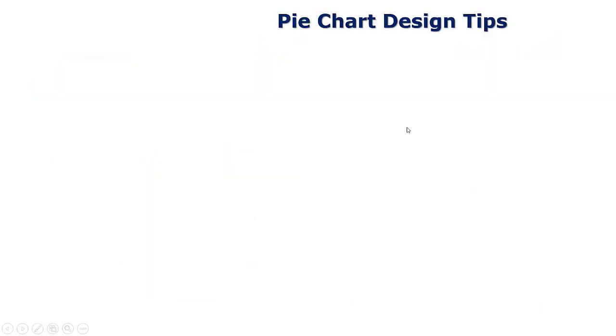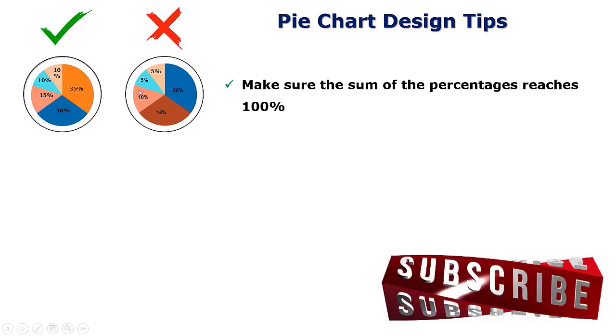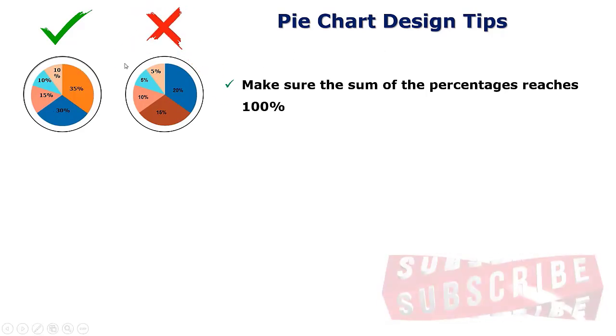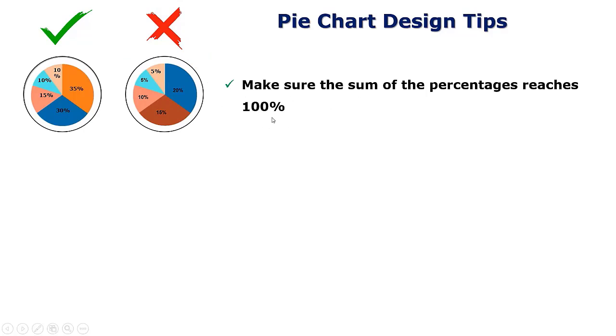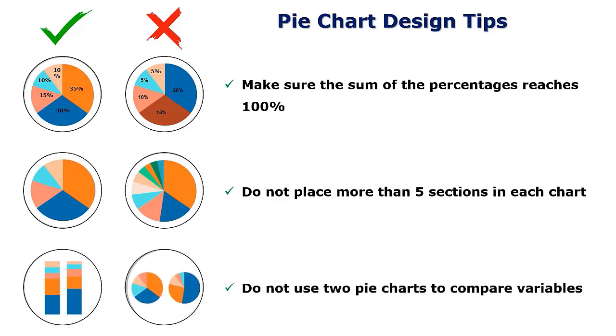The tips that you should take into account in the design of pie charts are: make sure that the sum of the percentages reaches 100%. The other tip is that, as I pointed out previously, do not place more than 5 sections in each chart. The other tip is that don't use 2 pie charts to compare variables, because human eyes can't compare 2 different sections of a circle. The best chart for comparing variables can be the column chart or stacked column.